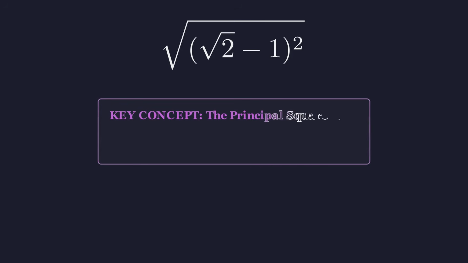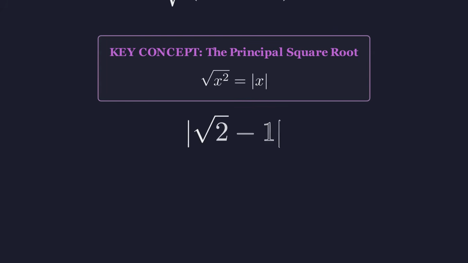Here's a subtle point worth noting. The square root of x squared isn't just x. It's the absolute value of x, because square roots always give non-negative results. So when the square root and the square simplify, we get an absolute value. This leaves us with the absolute value of root 2 minus 1.